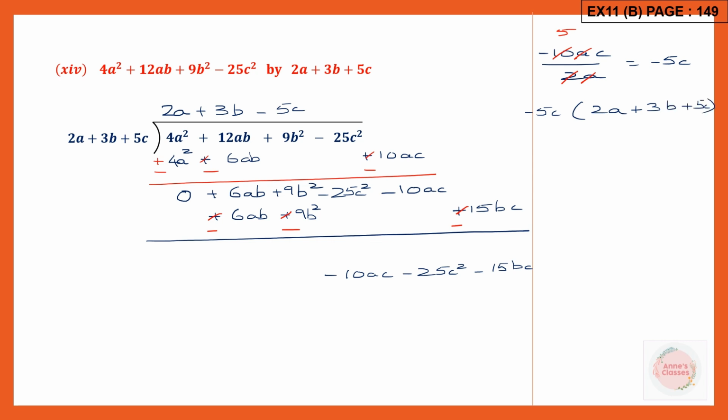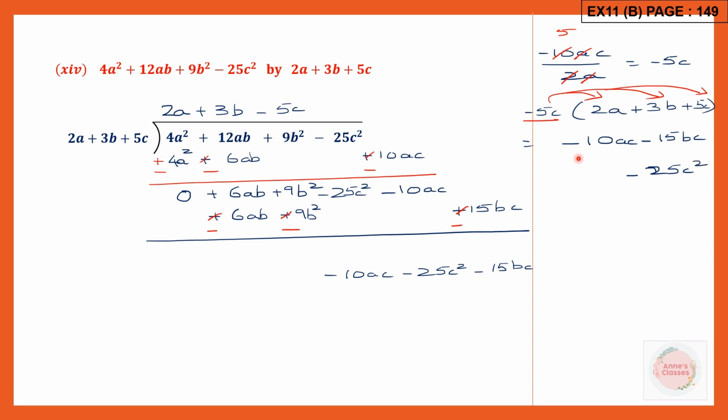So let's multiply first minus 5c into 2a. So the sign is minus, 5 2s are 10, c into a, ca or ac. Then we multiply this with 3b. The sign is minus, 5 3s are 15, c into b is cb or bc. Then we multiply this with plus 5c. So the sign is minus, 5 5s are 25 and c into c is c square.